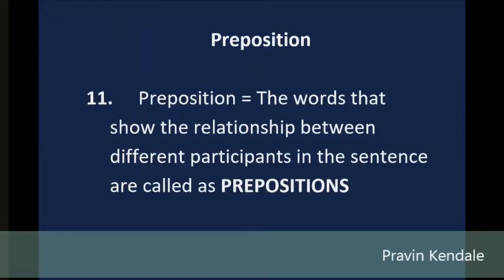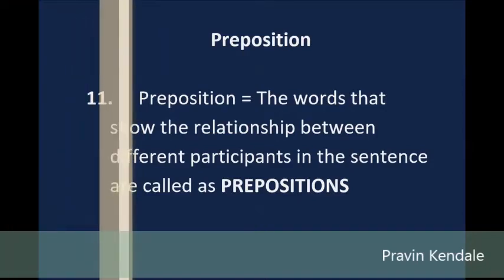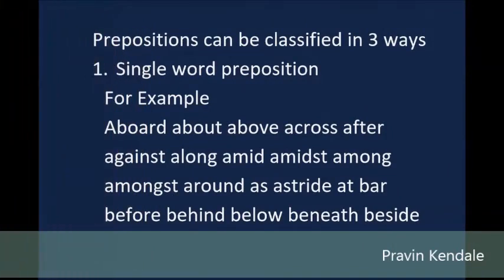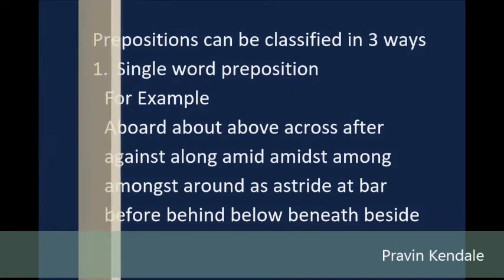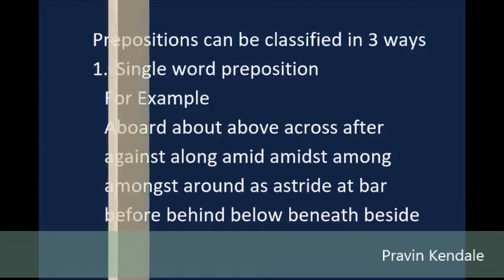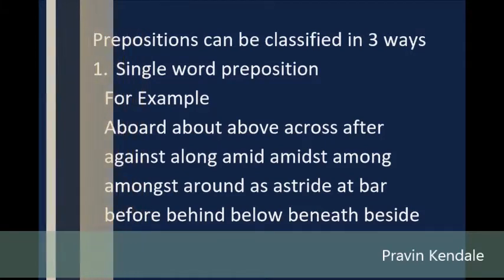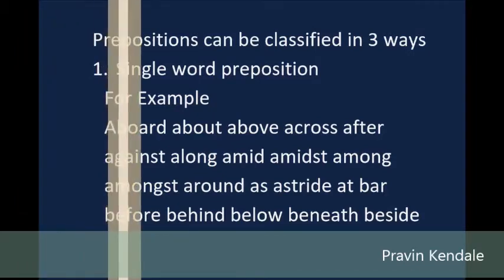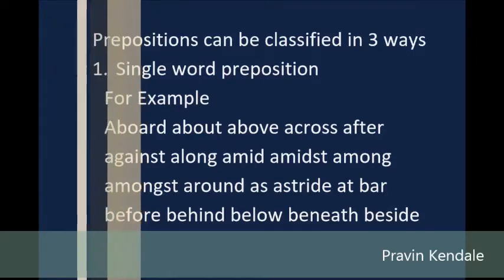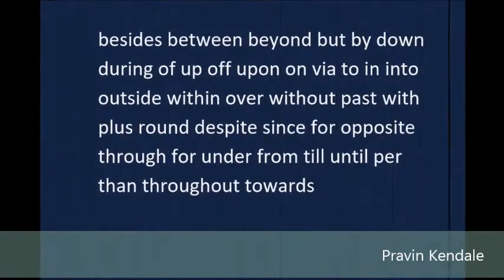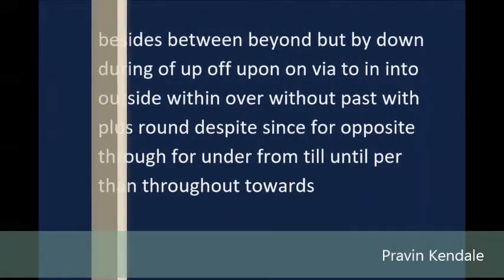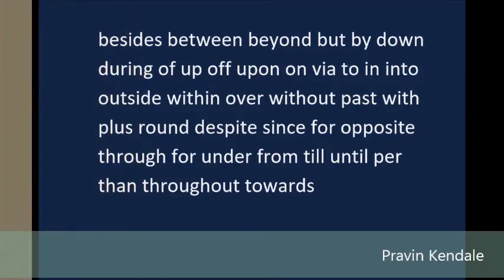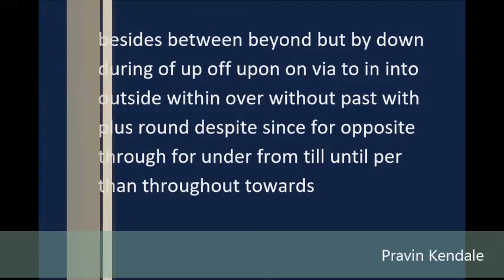called prepositions. Prepositions can be classified in three ways. One, single word preposition. For example, aboard, about, above, across, after, against, along, amid, amidst, among, amongst, around, as, astride, at, bar, before, behind, below, beneath, beside, besides, between, beyond, but, by, down, during, of, up, off, upon, on, via, to, and into, outside, within, over, without, past, with, plus, round, despite, since, for, opposite, through, for, under, from, till, until, per, than, throughout, towards.